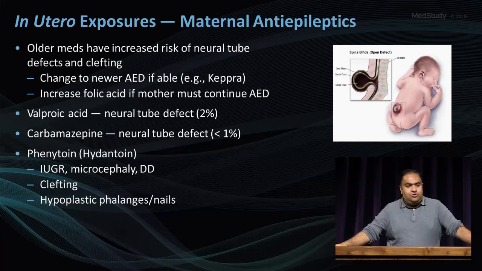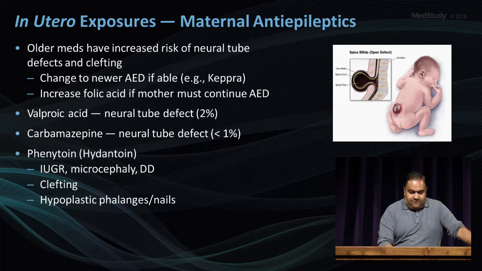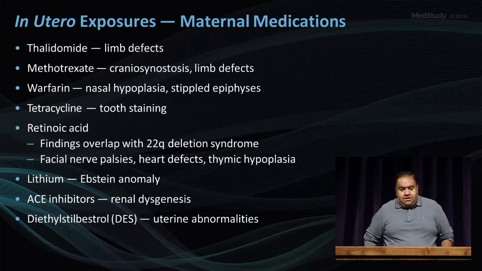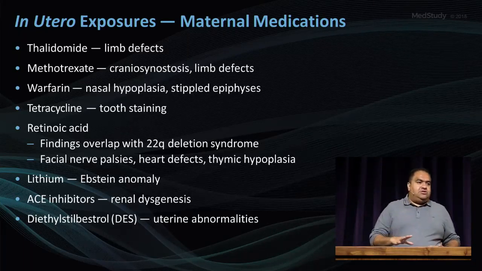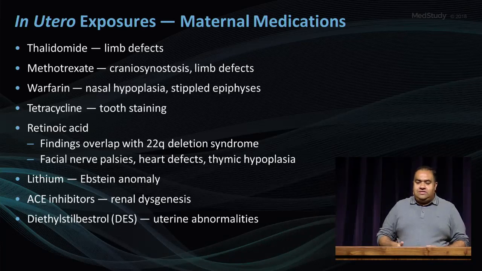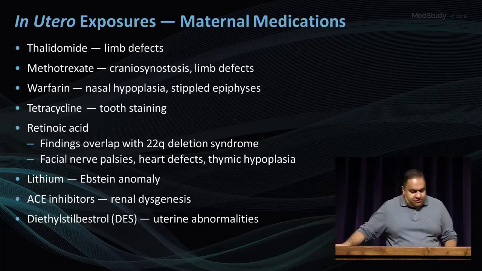Valproic acid causes neural tube defects, carbamazepine, neural tube defects, and phenytoin's written on here, hydantoin, and we'll talk a little bit about that in just a second. All right, so I'm going to go down this list. All of these drugs you should know very, very well, and you should know what it causes and how it causes it. So let's start from the beginning.